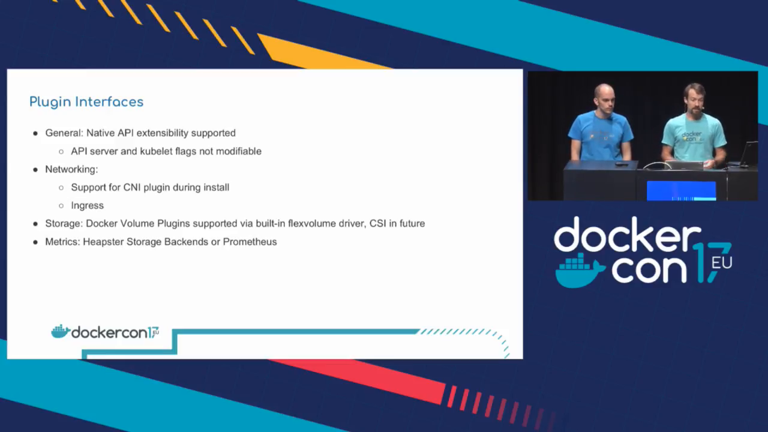And lastly, for metrics, you can leverage Heapster, which is a standard project in the Kubernetes ecosystem, and choose which storage backend you want to use. Or you can roll your own Prometheus, or deploy your own Prometheus and scrape the existing API endpoints in the platform.